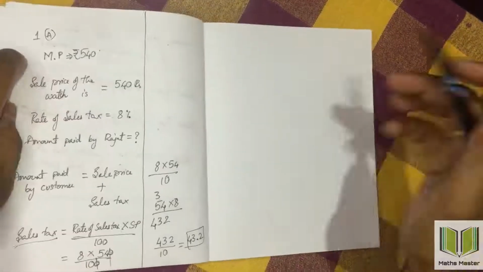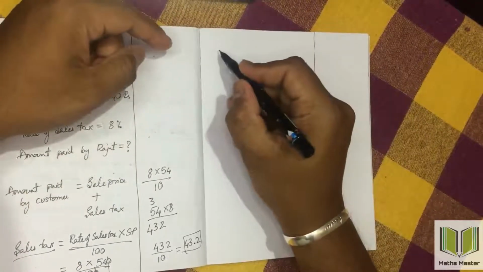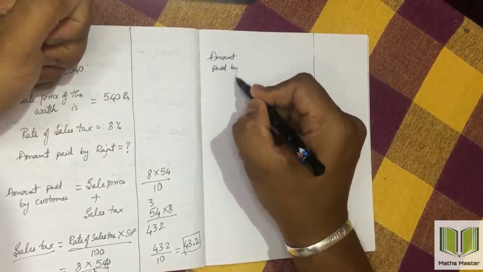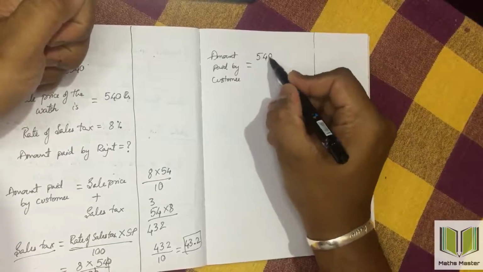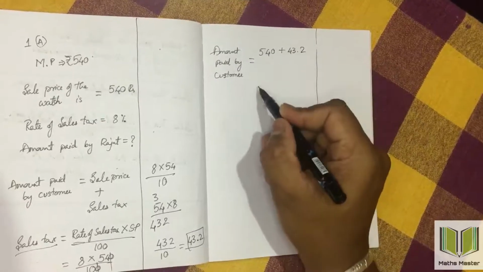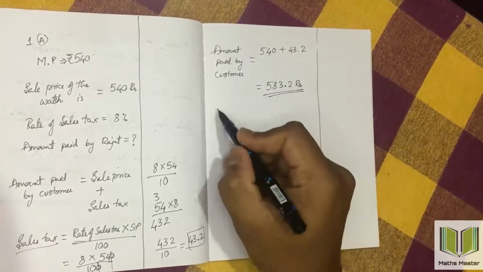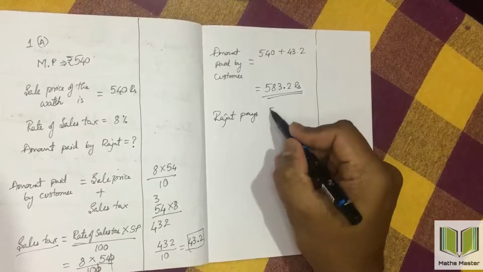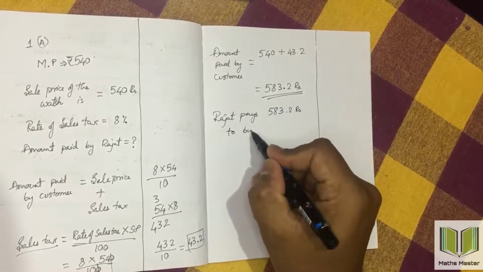So if I put it in the equation, amount paid by customer, or Rajat, is equal to 540, that is sale price, plus 43.2, which is equal to 583.2 rupees. So Rajat pays 583.2 rupees to buy the watch.